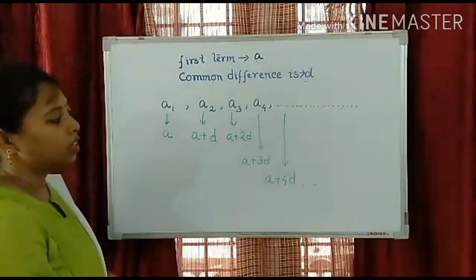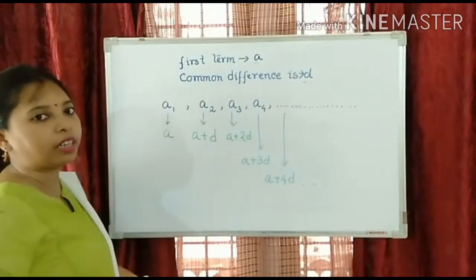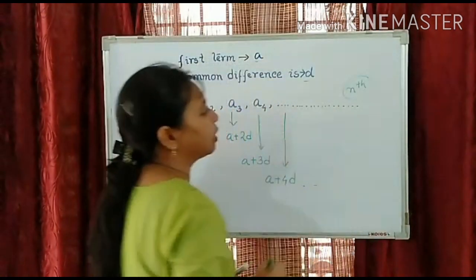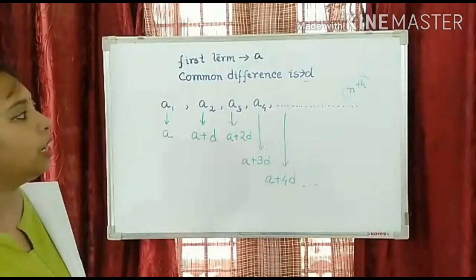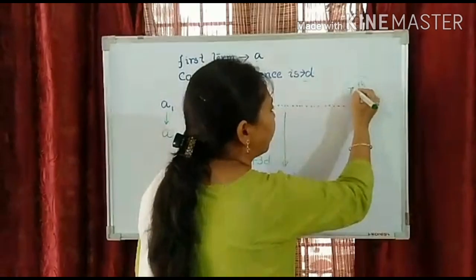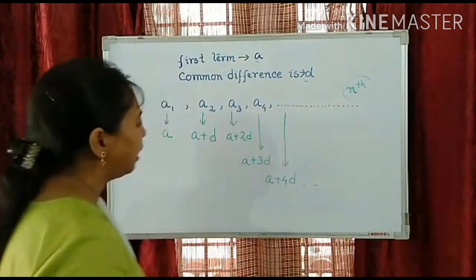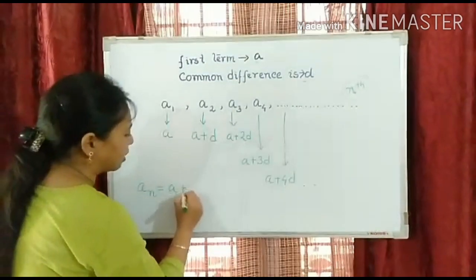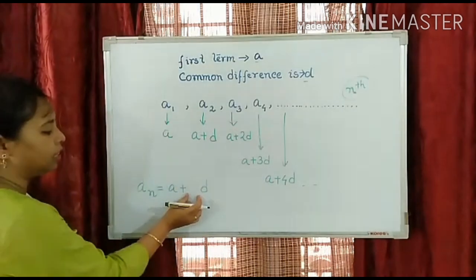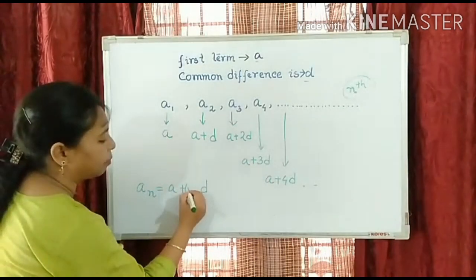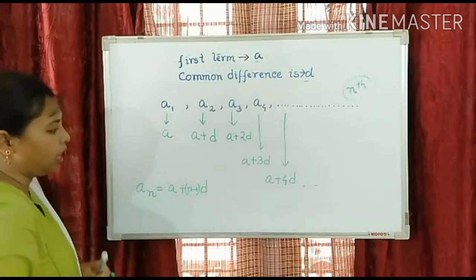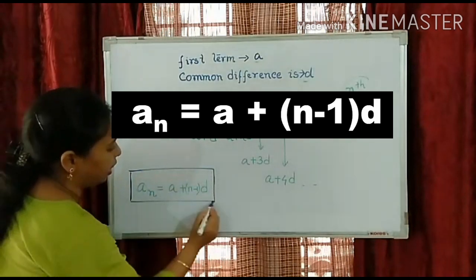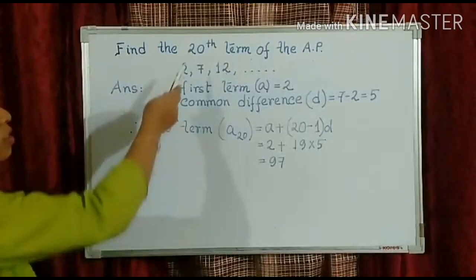So from all this, one thing we come to know: if somebody wants the nth term, the 5th term, the 20th term, any number denoted by n, suppose I use the variable n, then the nth term an will be A plus D, but remember the coefficient will be 1 less than n, so it will be n minus 1. So the general form of a term is A plus (n minus 1)D. Okay, now see one question.